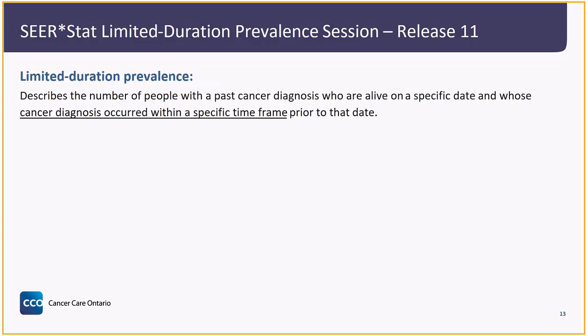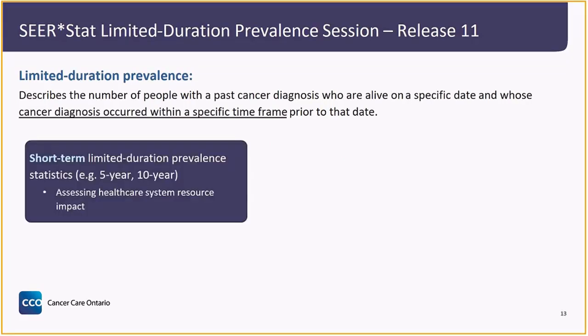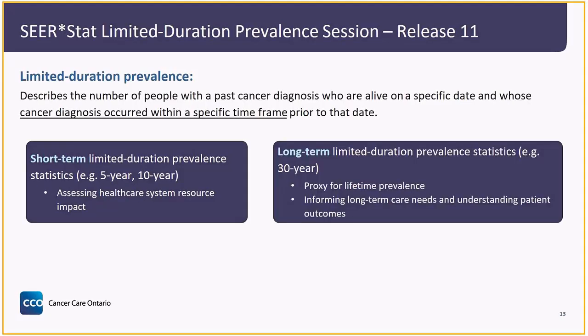Different lengths of this time frame can be useful for different reasons. Shorter-term prevalence statistics, for example, 5 or 10-year prevalence, are useful for measuring health system resource impact, since primary treatment, clinical assessment, and close follow-up occur during these years following diagnosis. Longer-term prevalence statistics, such as 30-year prevalence, tend to capture long-term survivors and can be used as a proxy for all current survivors of cancer, or lifetime prevalence.